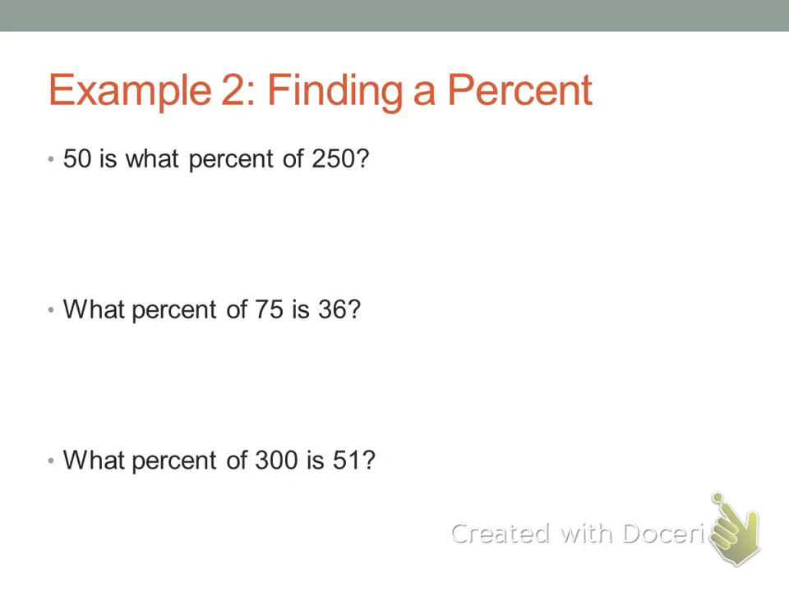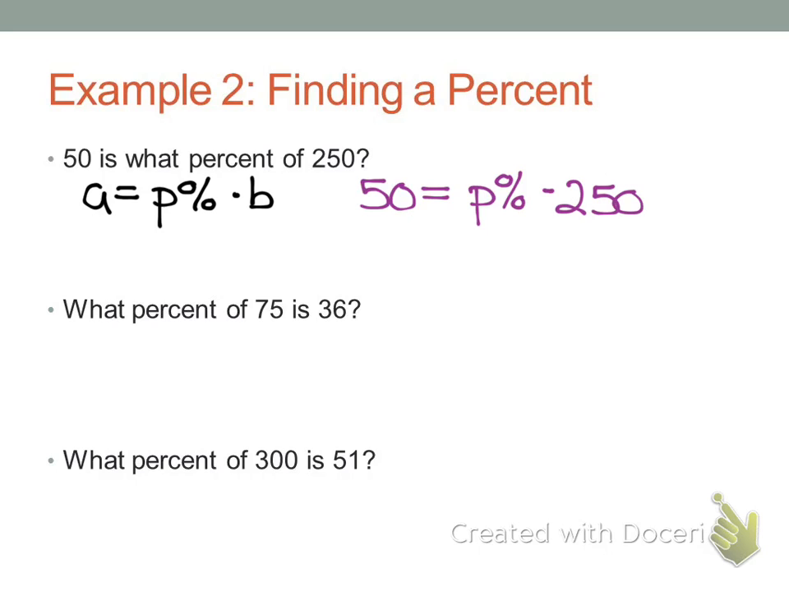In example 2, we're solving for a different part of the same equation. So now we're solving for percent. We still start off with our original formula. A equals P percent times B. Okay, now do I know the A value? Yes, I do. 50 is my keyword for A, so I know 50 is my value for A. I don't know my percentage, and I know that my total, or my B, is 250.